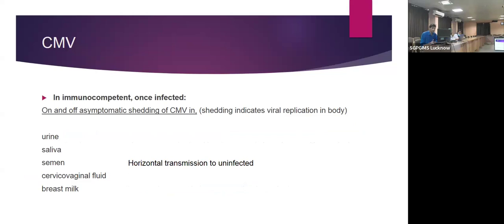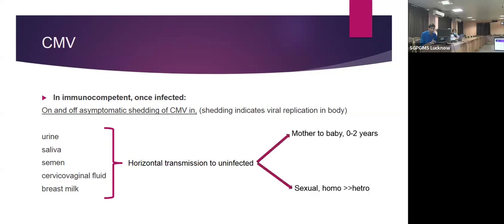In the immunocompetent, once infected, there may be an on and off asymptomatic activation of CMV, but usually it is asymptomatic. On and off the virus may get activated and start replicating, but automatically it becomes dormant again. In this way the virus keeps its replicating cycle going in nature in the immunocompetent. Horizontal transmission ensures that this virus gets passed on from one generation to another. Homosexual or bisexual practice is the most common cause of this horizontal transmission, apart from mother to baby.